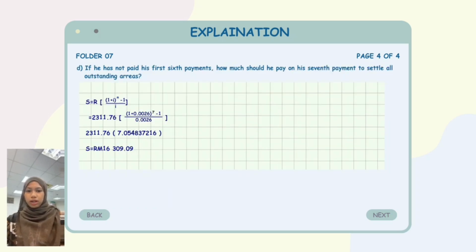The last question for case study 2 is, if he has not paid his first 6 payments, how much should he pay in his 7th payment to settle all outstanding arrears? So we will use the formula S equal to R, bracket, another bracket, 1 plus I, power of n minus 1, over I. So just put the information into the formula and solve it.